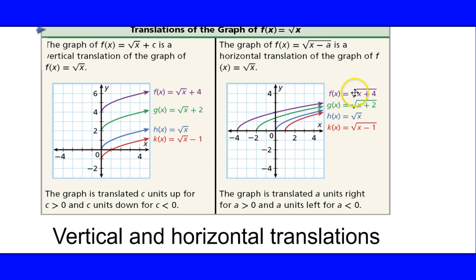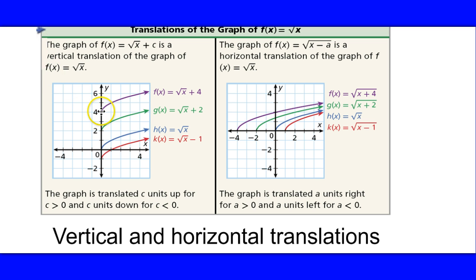If we add something or subtract something on the inside of the square root sign, then we move it left or right. Now, again, the formula here is x minus a. So the move is going to be the opposite of whatever you see here. If you see a plus 4, then it's going to move it 4 to the left. If you see a plus 2, it's going to move it 2 to the left. If you see a minus 1, it moves it 1 to the right. And that is your horizontal translation. So you should have a pretty good idea.